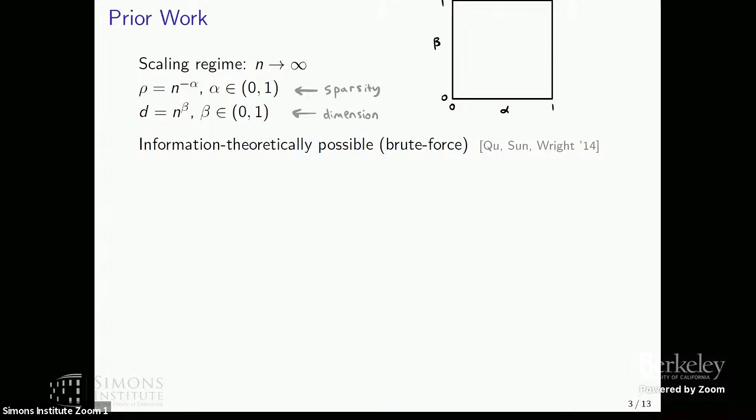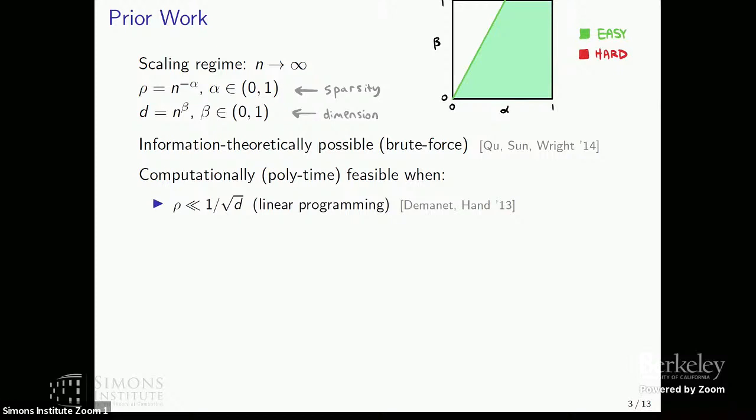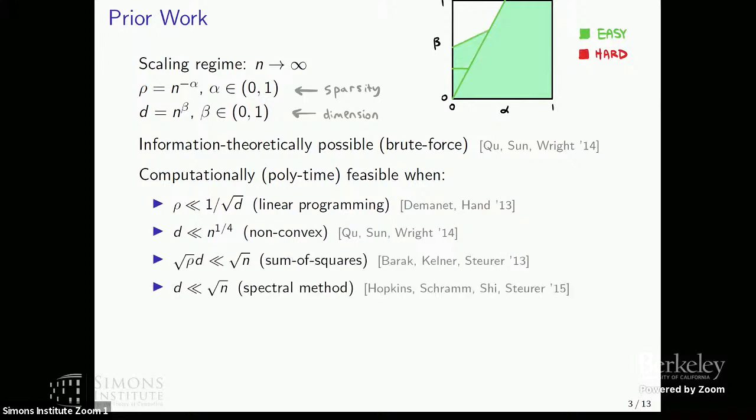So first of all, information-theoretically, it's possible everywhere in the whole square by some kind of brute force search. If you try all the sparse vectors, you'll eventually find it. But I want to talk about polynomial time algorithms. And so there's a bunch of prior work showing that certain areas here are easy, starting with Demanet and Hand, then some non-convex optimization, sum of squares, and a faster spectral method.